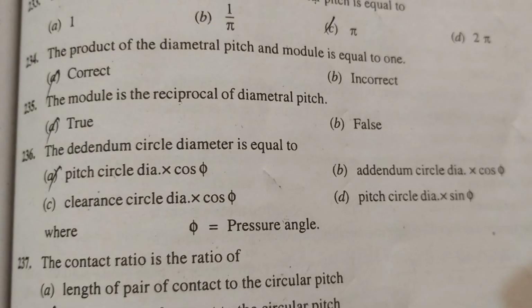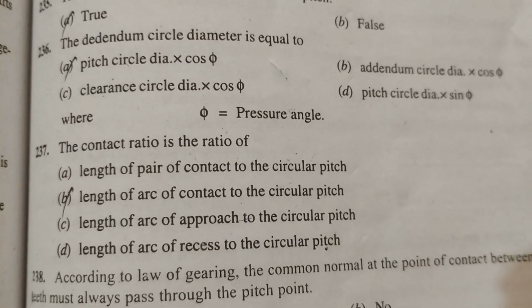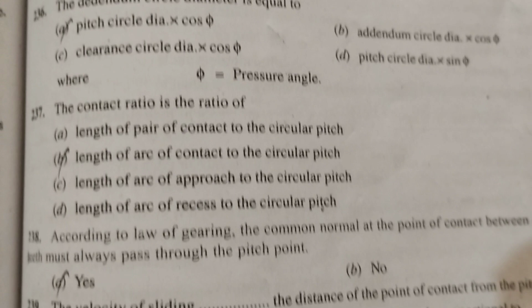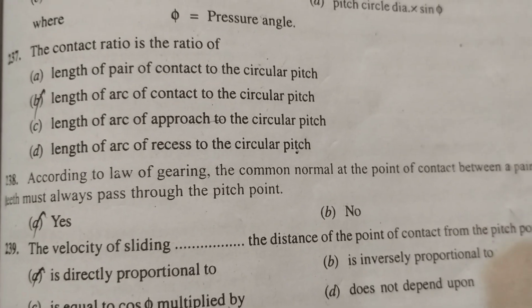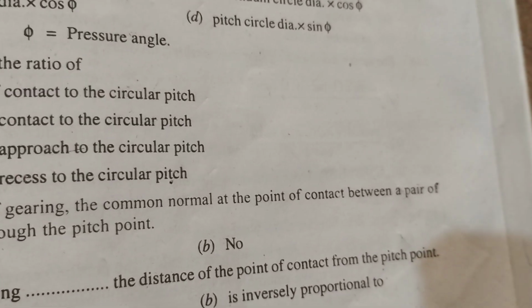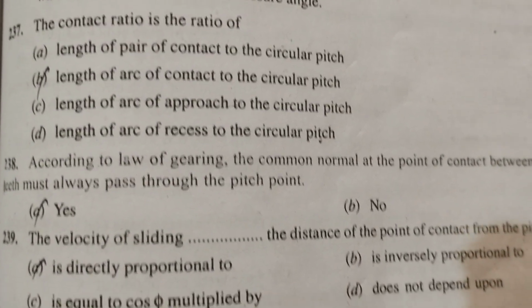True. The dedendum circle diameter is equal to pitch circle diameter into cos phi. The contact ratio is the ratio of length of arc of contact to the circular pitch. According to the law of gearing, the common normal at the point of contact between a pair of teeth must always pass through the pitch point. Yes.